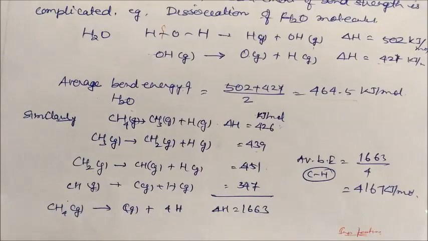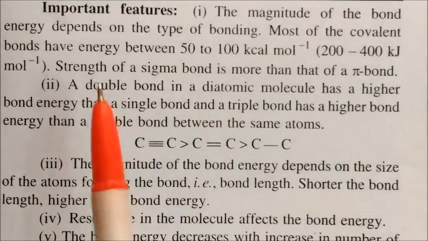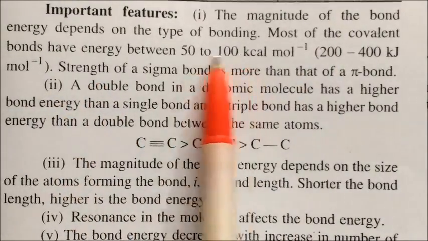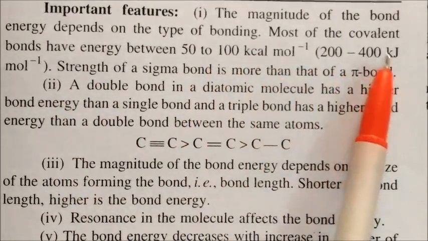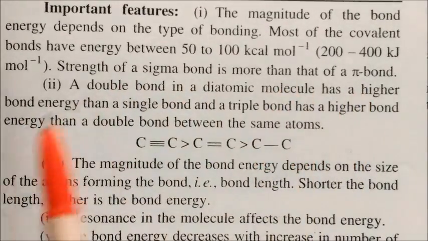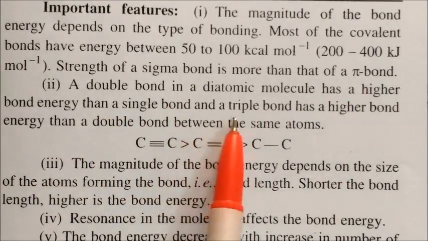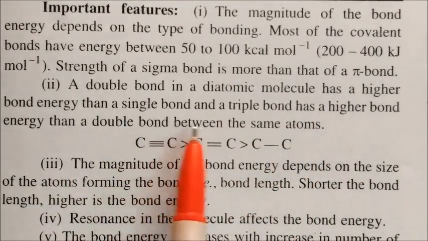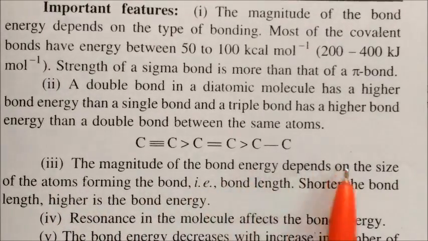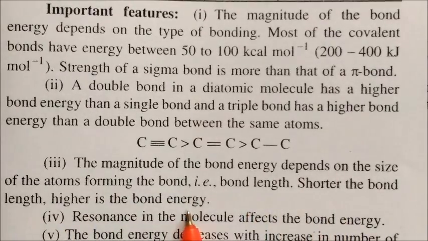Now we will see the important features. The magnitude of the bond energy depends on the type of bonding. Most covalent bonds have values of 50 to 100, up to 200 kilojoule per mole, and the strength of a sigma bond is more than that of a pi bond. Second point, note it down: a double bond in a diatomic molecule has a higher bond energy than a single bond, and a triple bond has a higher bond energy than a double bond between the same atoms. Third point, the magnitude of the bond energy depends upon the size of the atoms forming the bond, that is bond length, and the shorter the length, the higher the bond energy.